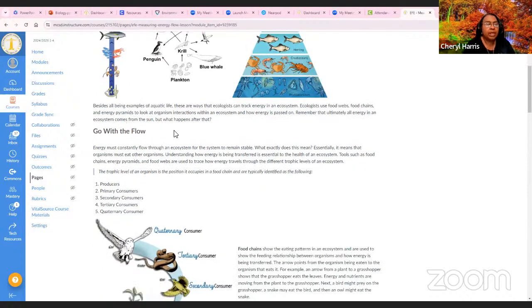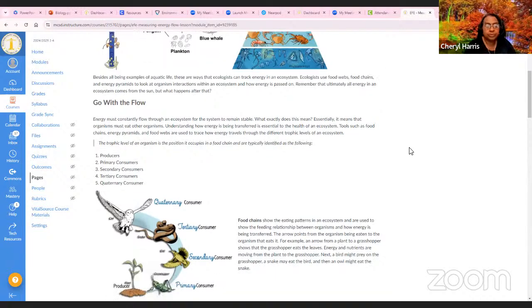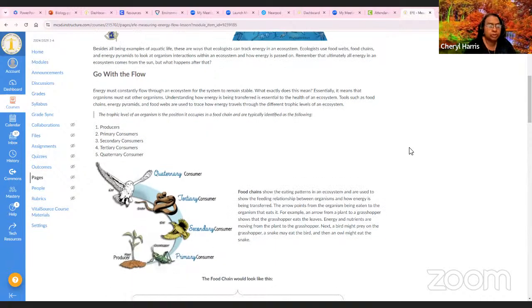Energy flows in one direction. You need to remember, energy flows in one direction. And that's what the arrows are showing you.